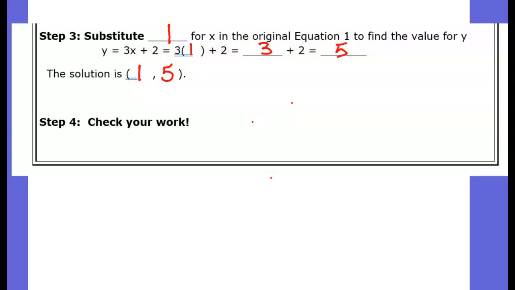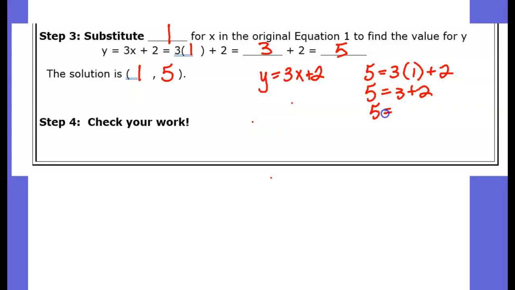Okay, now to check our work, we can go back to the original two equations, and this would have been a little bit easier if we could have gotten it on one page, but it wasn't possible. We're going to plug in 1, 5. So 5 is equal to 3 times 1 plus 2. Does that work? Yes, it does. Okay, 5 is equal to 5.